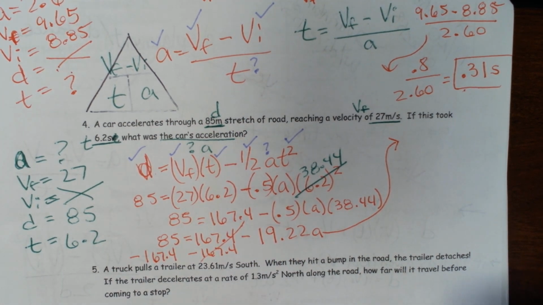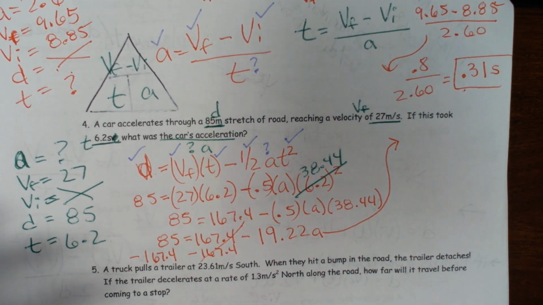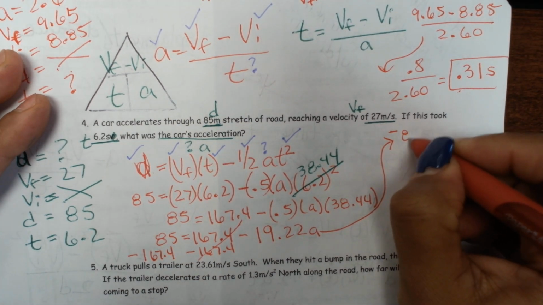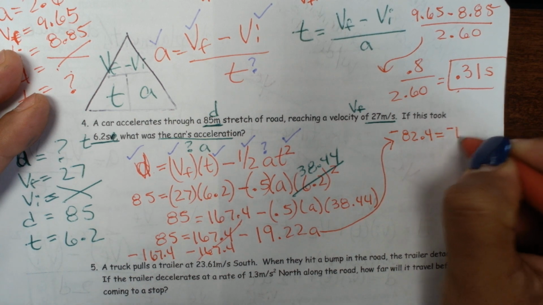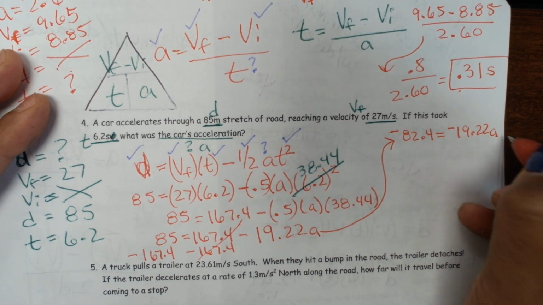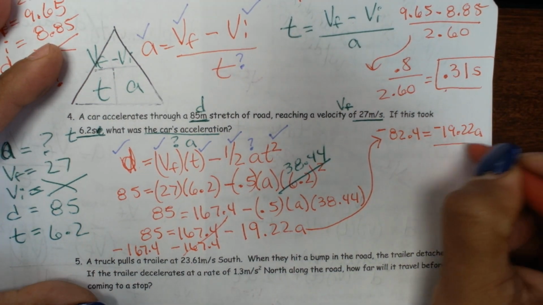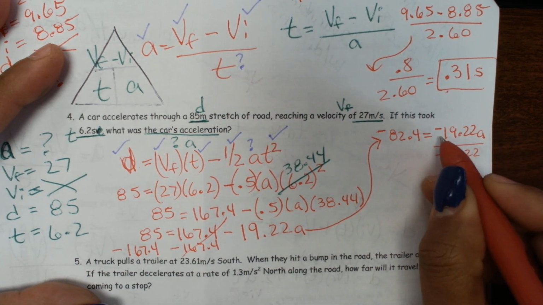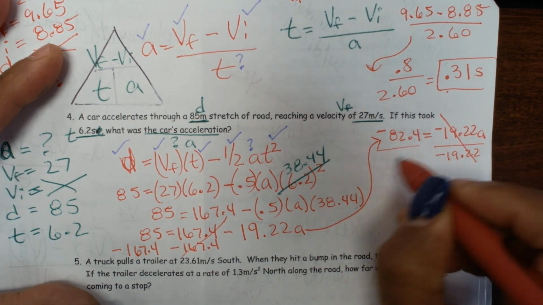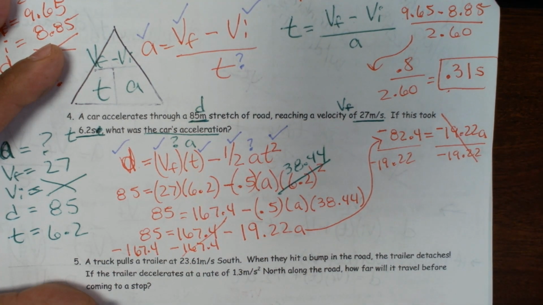So in that case, if I have 85 subtract 167.4, I end up with a negative 82.4 equals negative 19.22A. Now I still need to get A by itself, so I'm going to divide this side by the negative 19.22 because I don't want to leave that negative with the A. Cancel, divide, negative 19.22. So let's go ahead and do that.